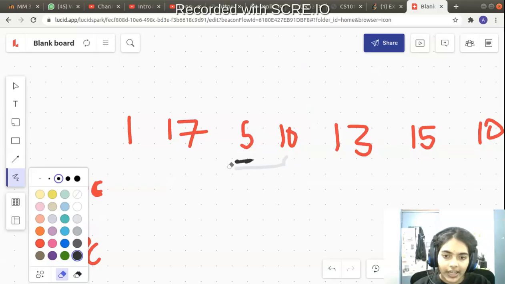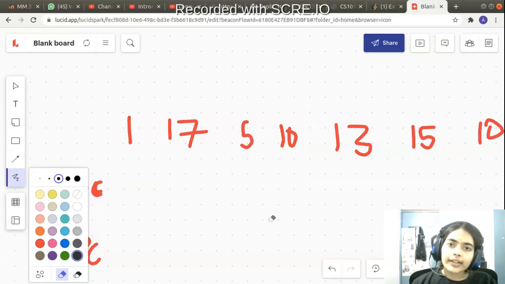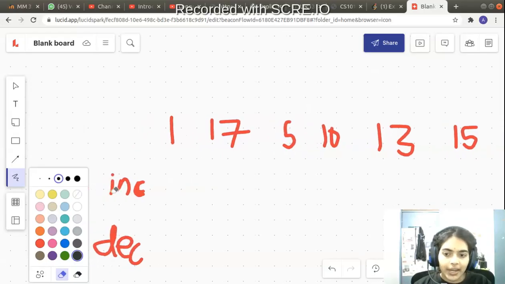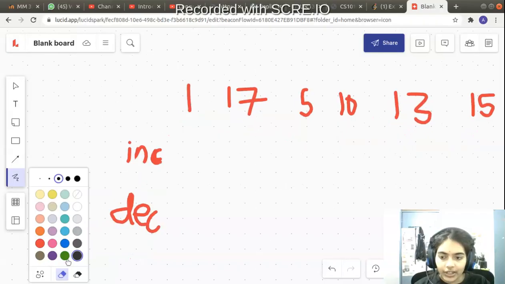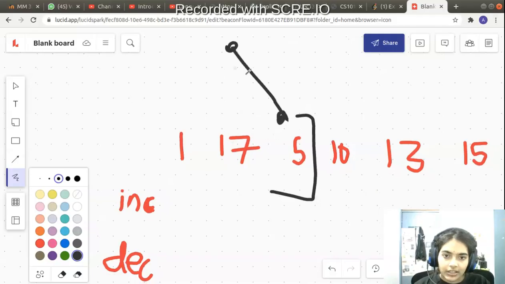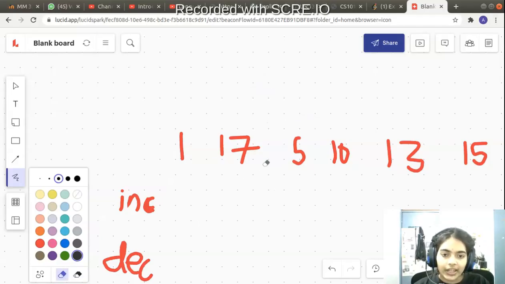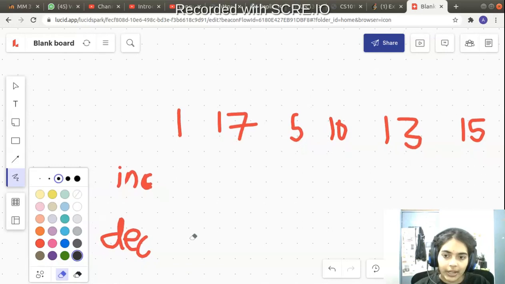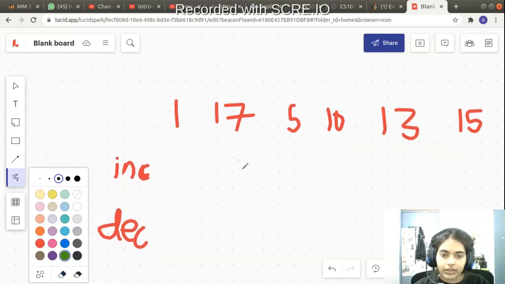If I have an increasing sequence, and the last two numbers are such that the last number is greater than the second last number, my increasing variable I will increment. If it is reverse, okay, consider this example. See, in this 17 is greater than 5. If it is reverse, what I do is, if the last number is lesser than my second last number, or if my second last number is bigger than the last number, then I increase my decreasing variable. So let's try to implement this logic.